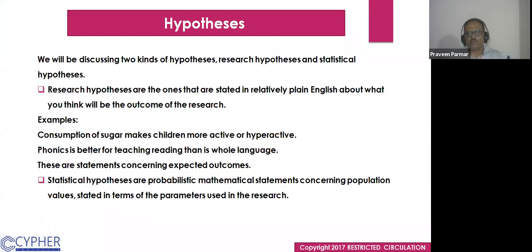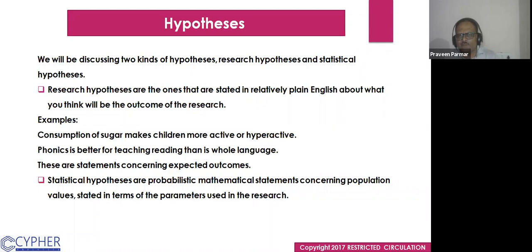So we will be discussing two kinds of hypotheses here: research hypothesis and statistical hypothesis. Research hypothesis is just a statement. Statement means if we are telling that consumption of sugar makes children more active or hyperactive, we don't have any data, but it is only our observation. We are telling according to that. And phonics is better for teaching reading than whole language. It is plain words basically. It is a statement, I mean to say.